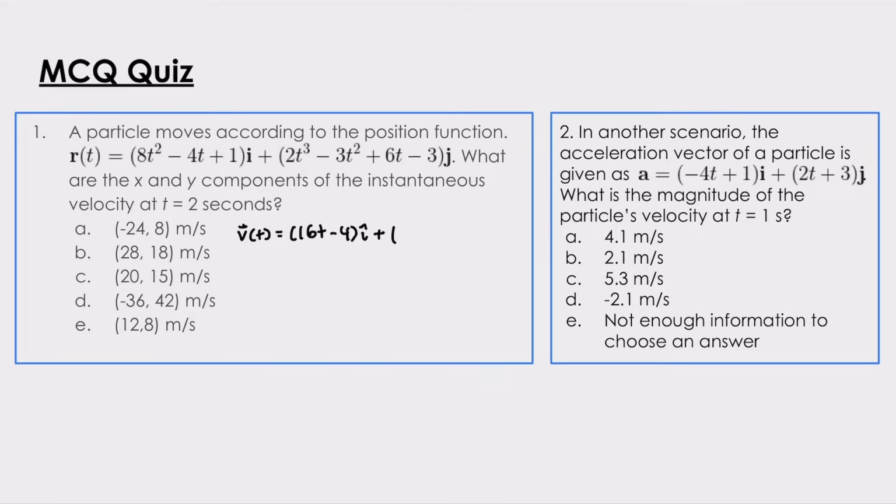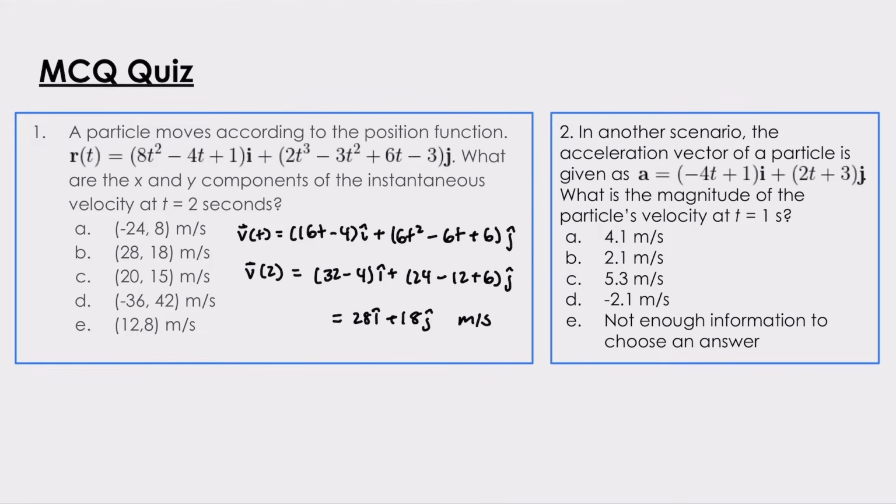And then for the j component, the derivative of 2t cubed, that'd be 6t squared, minus derivative of 3t squared would be negative 6t, because we have the negative sign there, plus 6. Derivative of 6t is just 6 times j. So then we have to plug in v of 2, since we're being asked for a numerical value, and get 32 minus 4 I hat plus 24 minus 12 plus 6 j hat, which simplifies down to 28 I hat plus 18 j hat meters per second. So the correct answer should be B.